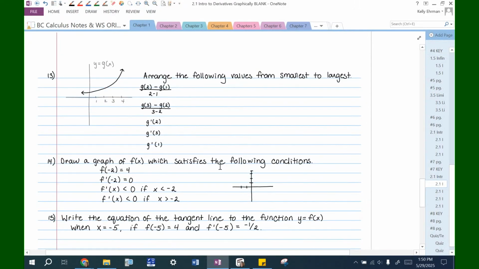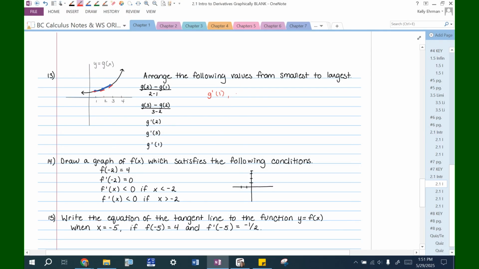All right, arrange the following values from smallest to largest. So all of these are going to be positive numbers because g of x is increasing. So the first one represents the slope between g of 1 and g of 2. The next one represents the slope between g of 2 and g of 3. And then g prime of 2 would be in between those, right? Because it's the tangent slope in between those. G prime of 3, and then g prime of 1. So I think g prime of 1 is the lowest.